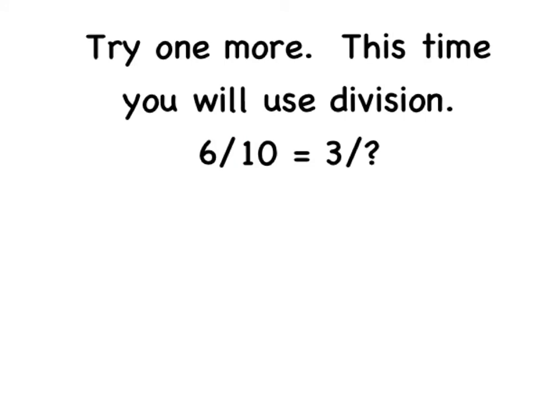All right, let's try one more. This time you will use division. And if you'll notice, the denominator is missing a number this time, but we do exactly the same thing. So our first fraction is 6/10, and we want to find 6/10 is equivalent to 3 something. All right, so ask yourself, how did you get from 6 down to a 3? And then do the same thing to the denominator. So pause the video and use division to solve this one.